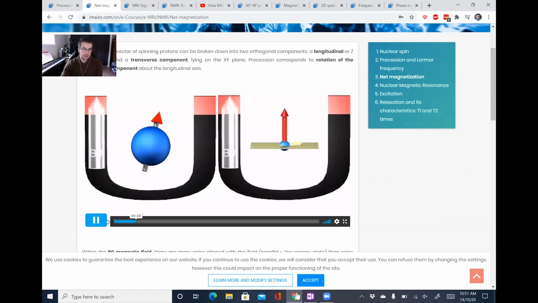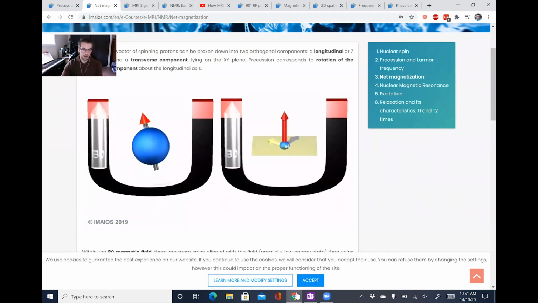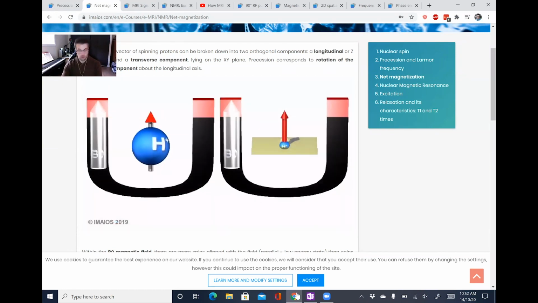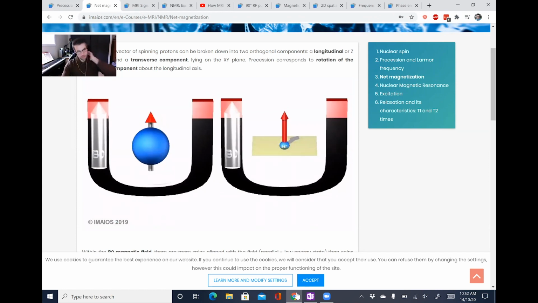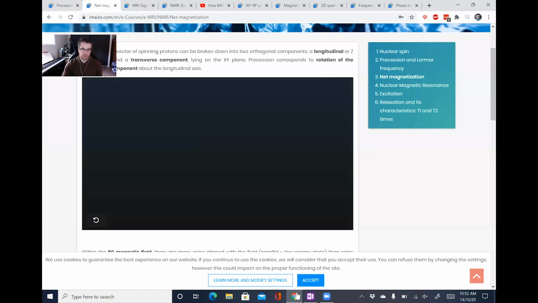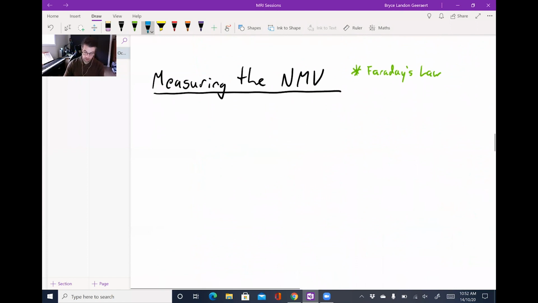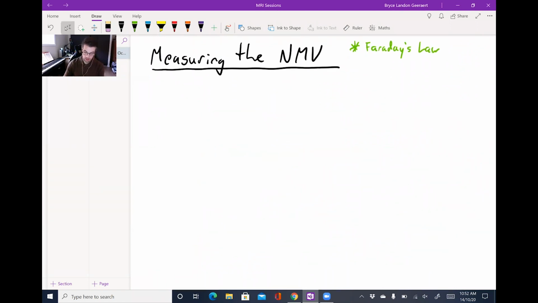But yeah, this animation here is just showing us how we would split down an individual hydrogen atom spin into vertical and transverse components. They've got the transverse component in yellow here. Play again, please. So hopefully that makes sense for everybody. Right. And again, we can see that transverse component is rotating, whereas the vertical component is not. All right, sweet. So moving on to how we actually measure the net magnetization vector.